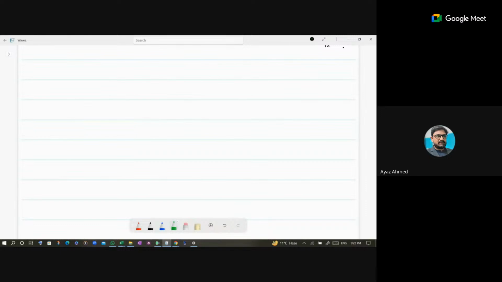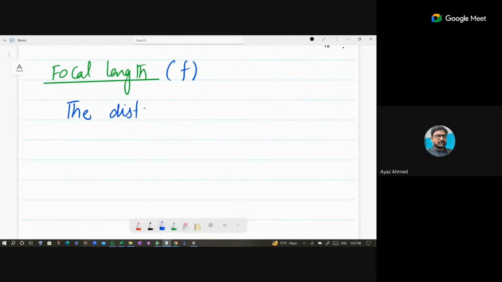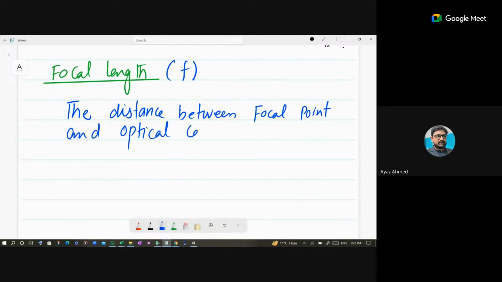Now you are asked about focal length. I told you that it is in our syllabus, that define or state what is focal length. Focal length is represented by small f, and this is the definition: it is the distance between the focal point and the optical center of the lens. Is it clear?